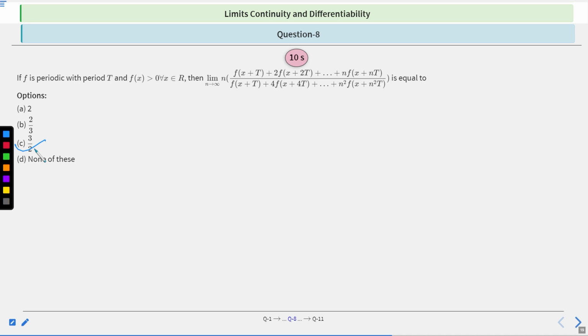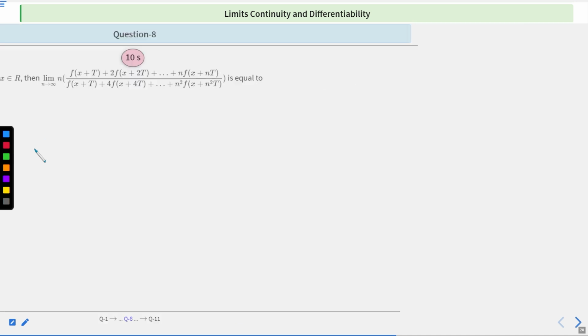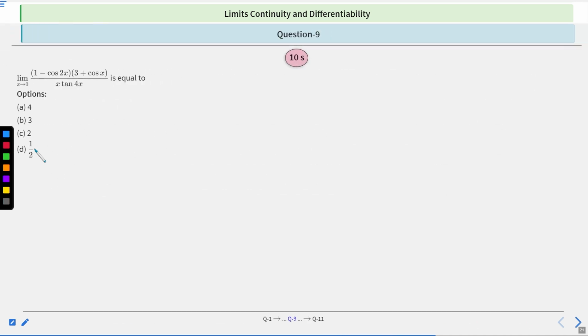Okay. Let's move to the next question, question number 9, which says: limit as x tends to 0 of (1 - cos 2x)(3 + cos x) upon x tan 4x, right? So we have 10 seconds to do this question. After 10 seconds, we will discuss the solution.